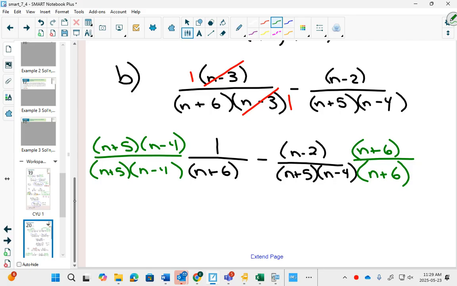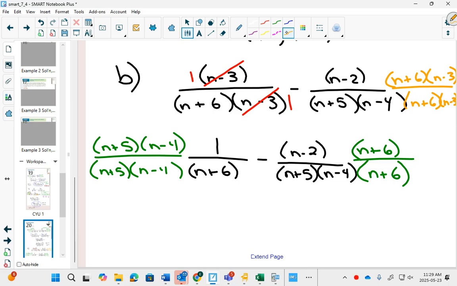Why was it so important that we canceled out that n minus 3? Don't copy this down, I'll just do it in orange. But if you didn't cancel out the n minus 3, do you see that you would have had to add the n plus 6 and the n minus 3 here to get the common denominator? That's not wrong. If you worked with this, you could still get full marks.